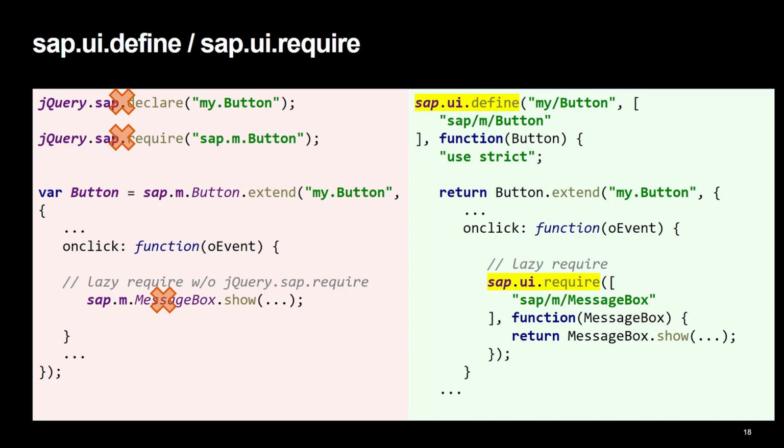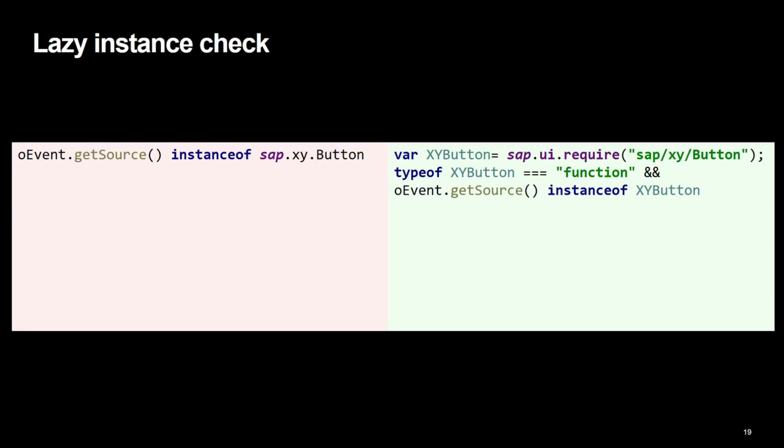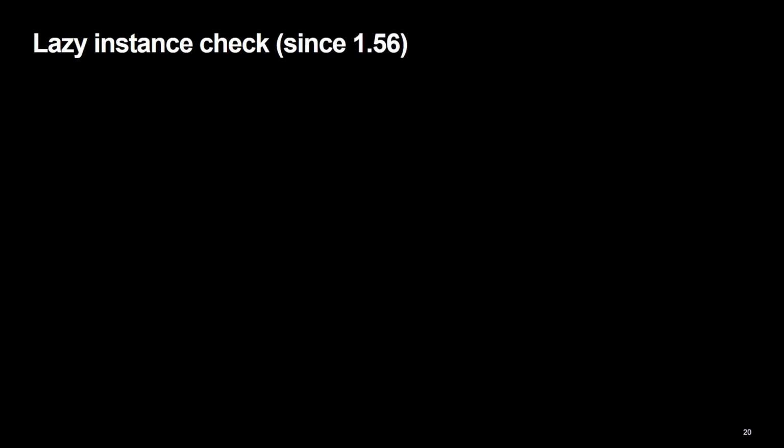And as we said, instead of jQuery.sap.require, we will use sap.ui.require. This is the dynamic dependency. A good example would be displaying a message box when the user clicks on a button. We don't need to load the sap.m.MessageBox in the define, and this will reduce the overhead of our application.